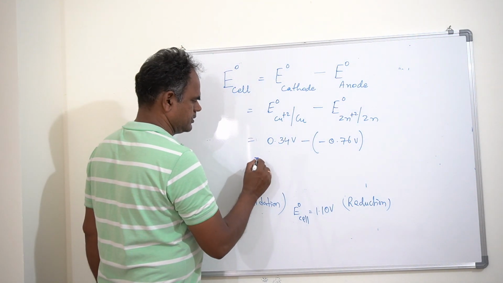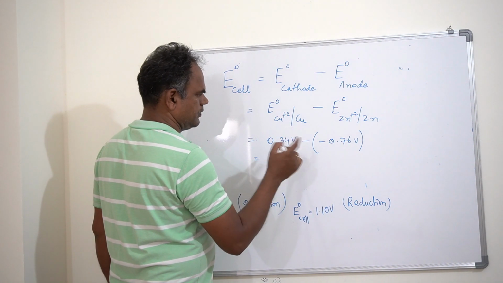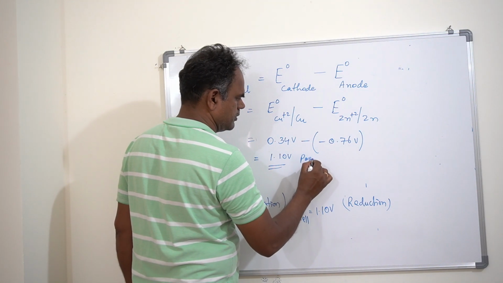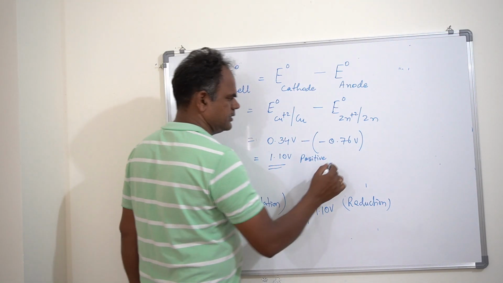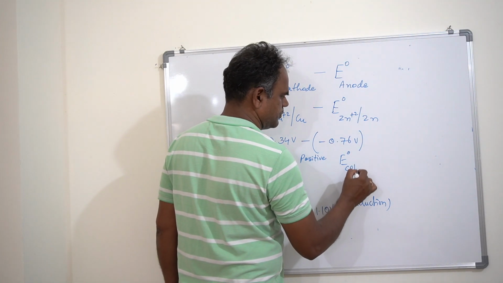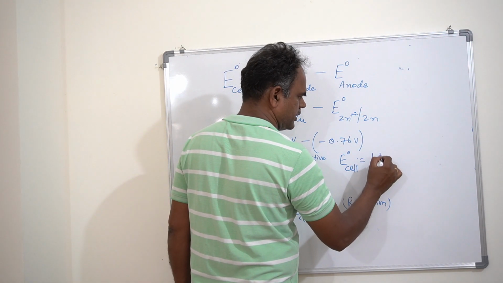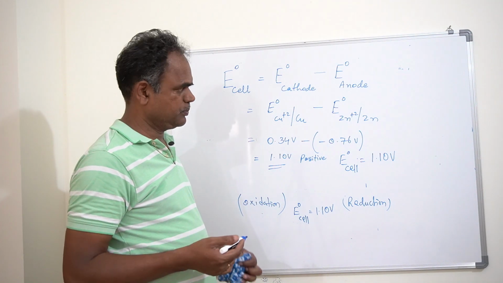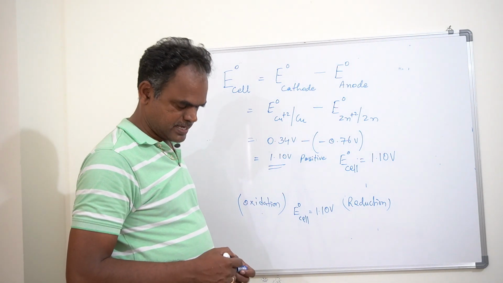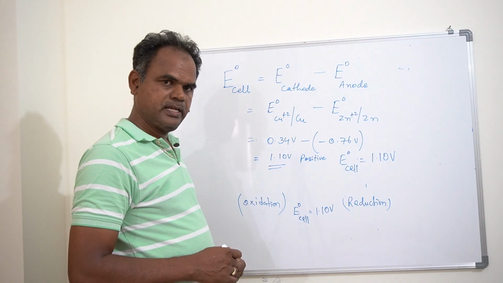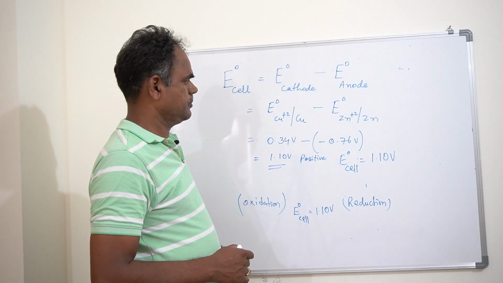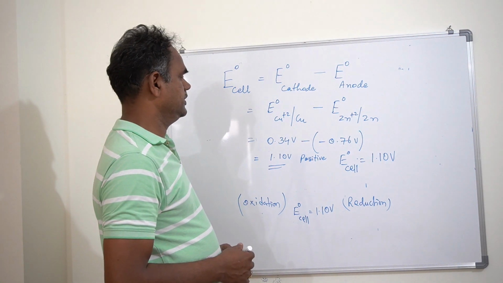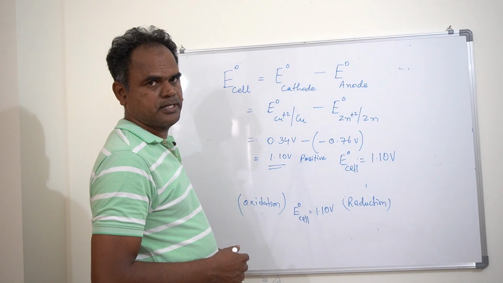So minus and plus, you get a value of around 1.10 volts, which is positive. The standard cell potential is positive 1.10 V. Since the cell potential is positive, it means the cell reaction is spontaneous and the cell can easily operate. So the cell can work efficiently. And this is a representation of a galvanic cell. Thank you.